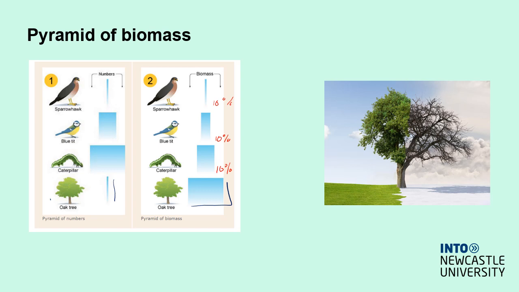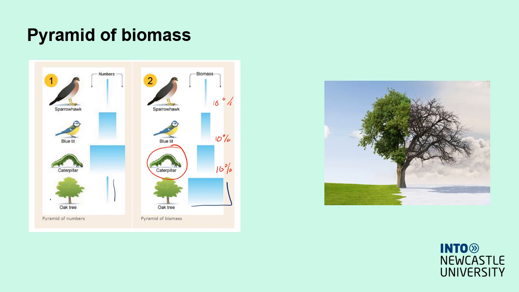Remember, there's two ways to measure biomass. So you can just measure the living tissue. So if you want to measure the biomass of the caterpillars, just get some caterpillars and weigh them. That's the fresh biomass. Dry biomass, you would have to take the caterpillars, kill them, chop them up, dry them out in an oven, and then weigh them. So it's much harder to do this.